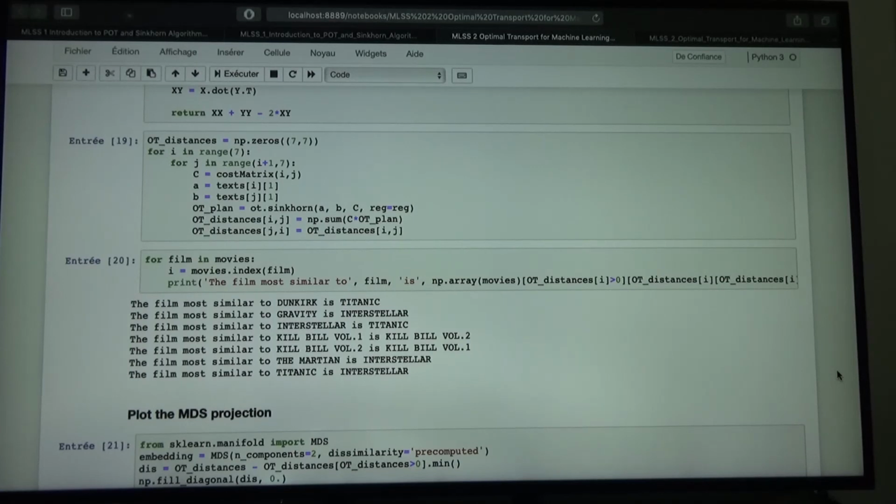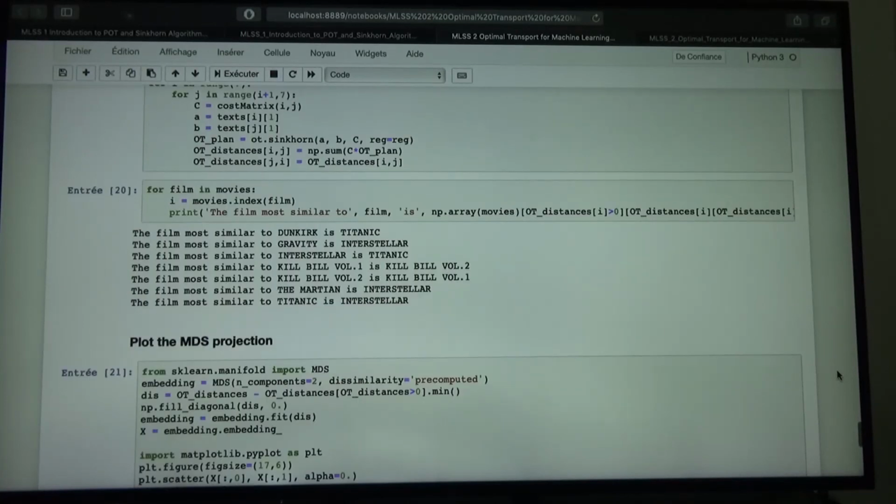And now, in order to get the value of the cost, we just compute the scalar product between the cost matrix C and the computed optimal transport plan. Okay? And we just store it. And we do this for all pairs of movies. And now we can actually display the matrix, and for each movie, display the movie that is the most similar to it.